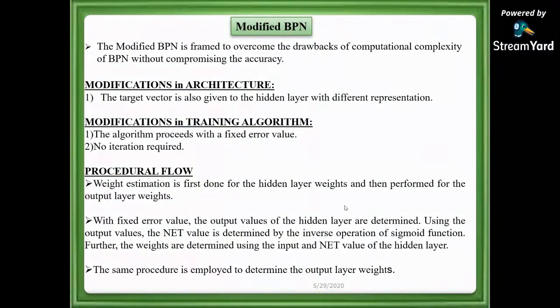Modifications in the training algorithm. In the training algorithm, normally I said that you need to proceed from the first stage to the last stage, calculate your error, and based on the error, you come back. Now I am going to fix my error value, and I'm going to come from the backside to find out my weights U and V. So in the procedural flow, weight estimation is first done for the hidden layer weights. This is another difference from BPN. In BPN, what happens? When you come from the reverse side, you find the weights of the output layer first. Now you are going to find the weights of the hidden layer first.